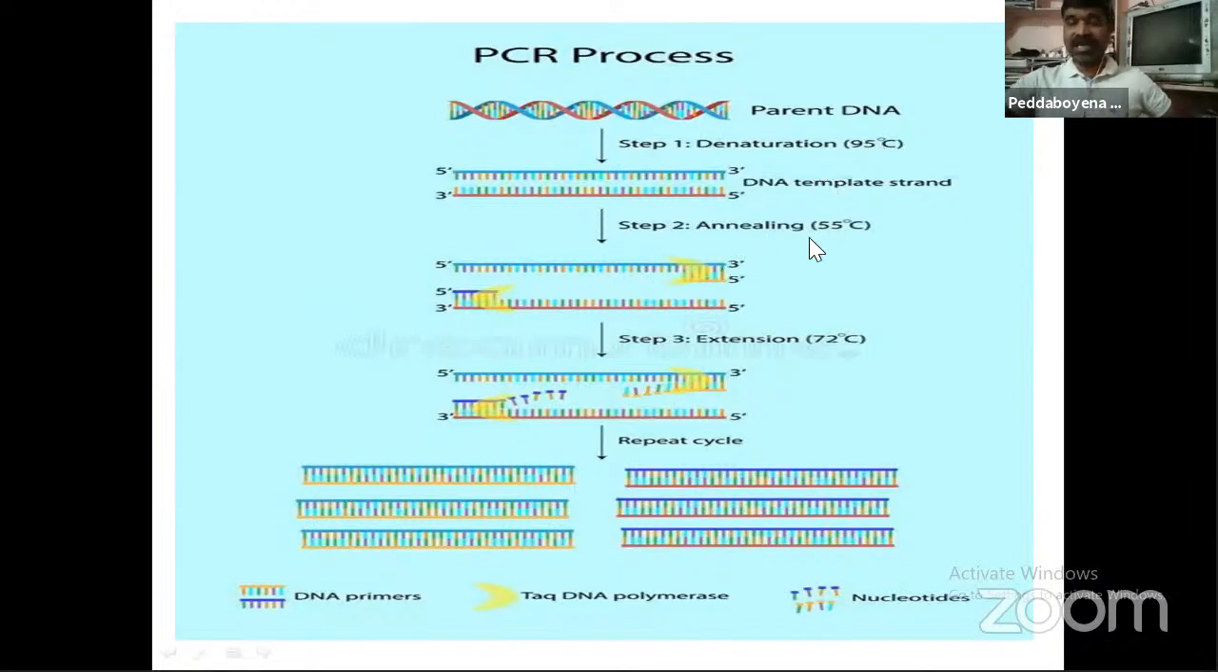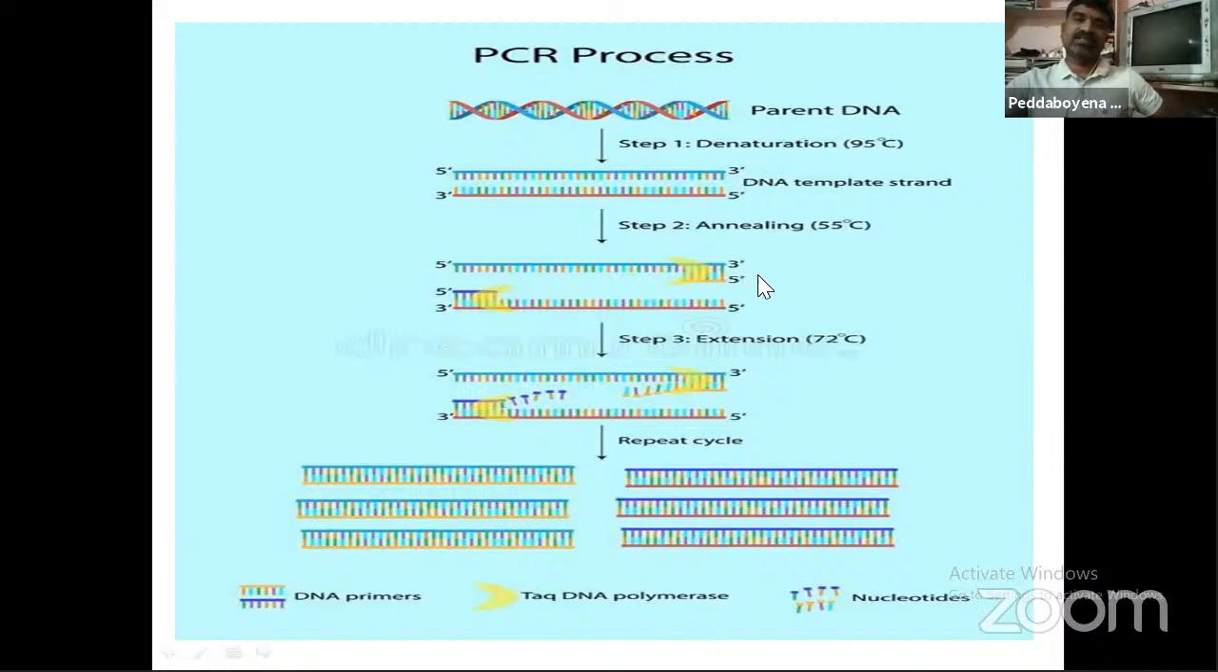Then annealing. Annealing means that on the separated templates, small fragments of opposite polarity form, and they are called primers. So primers form these small segments or fragments. This side is 5 prime to 3 prime, and the next side is 3 prime to 5 prime, opposite polarity, forming below the template strands. This process occurs at a specific temperature of 55 degrees centigrade.